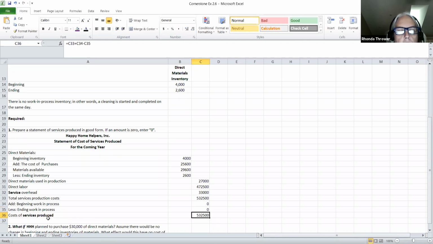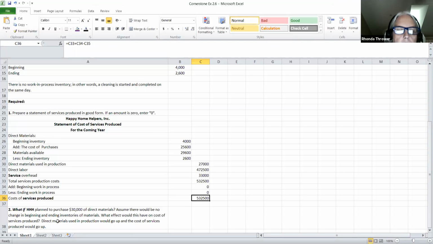This cost of services produced would be fed into the cost of goods sold section of your income statement for a service business. We're going to see that in the next exercise. So you have to keep in mind what the total cost of the services produced is, because this amount is going to feed directly into the cost of goods sold in the next part.